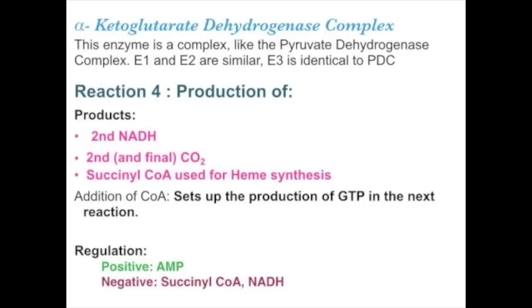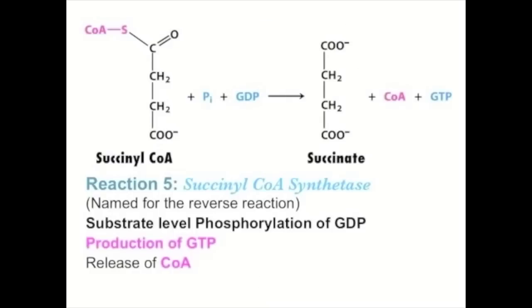The alpha-ketoglutarate dehydrogenase complex is also a major site of regulation. This regulation is through AMP, which positively regulates the enzyme, and through product inhibition by succinyl-CoA and NADH, which both downregulate the enzyme. In reaction number 5, succinyl-CoA, GDP, and inorganic phosphate are going to yield succinate plus coenzyme A and GTP.